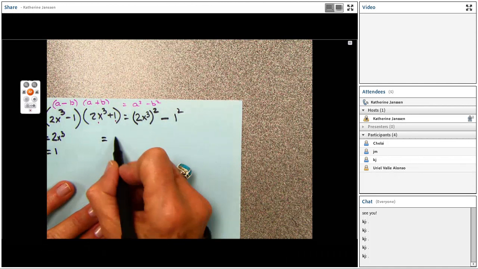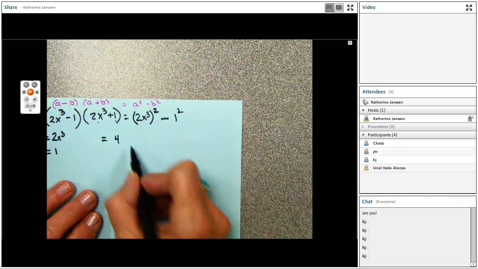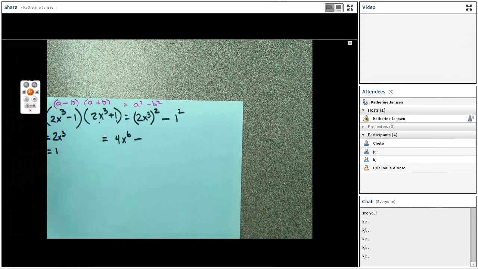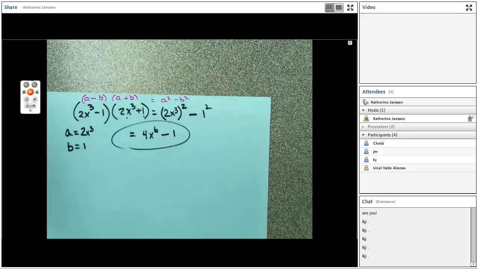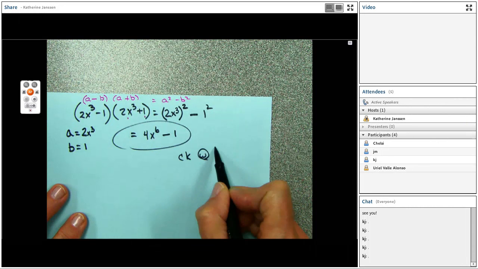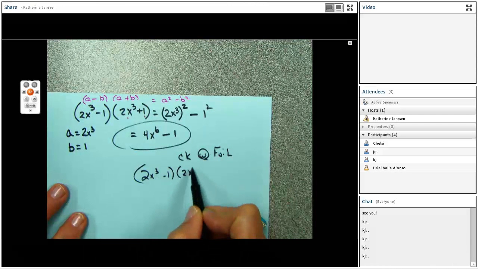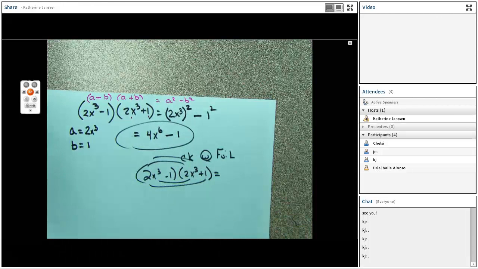Two squared would be 4. X cubed squared is x cubed times x cubed, which is x to the 6, minus, and 1 squared is 1. So there you go. Now you can check this with FOIL. And loop-de-loop. And collect like terms to double check. But have faith. It's a pattern. It works out the same time and time again.